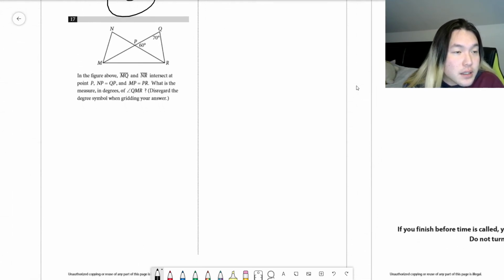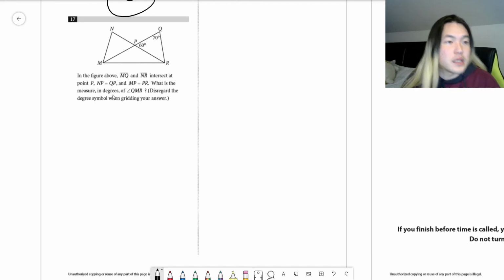17, looks like we have some geometry here. Let's take a look. In the figure above, MQ and NR intersect at P. NP equals PQ, MP equals PR. What is the measure in degrees of angle QMR?